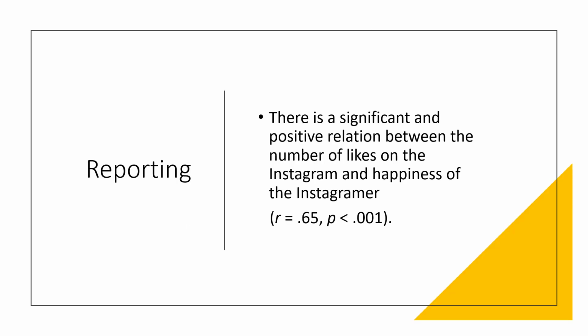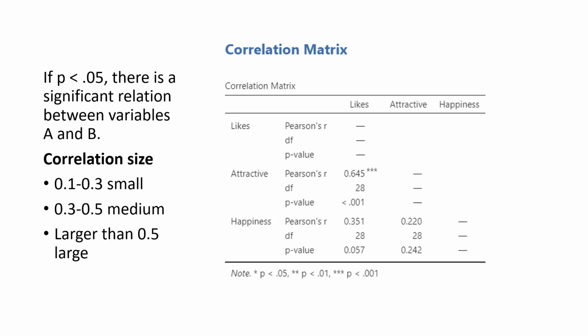Here's how you would report the results of correlational analysis. There is a significant and positive relation between the number of likes on Instagram and happiness of the Instagrammer. Make sure to include the value of R and the value of P, which indicates whether R is significant or not. If p-value is smaller than 0.05, there is a significant relationship between variables A and B.